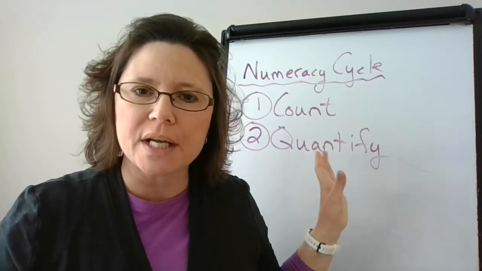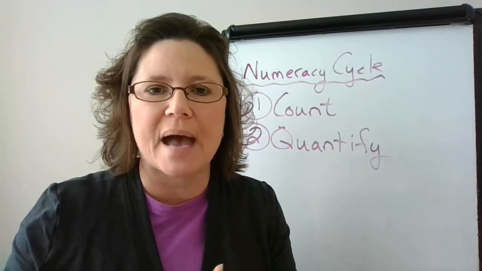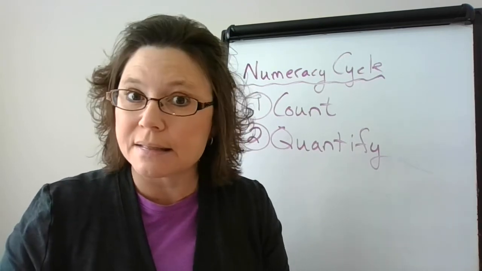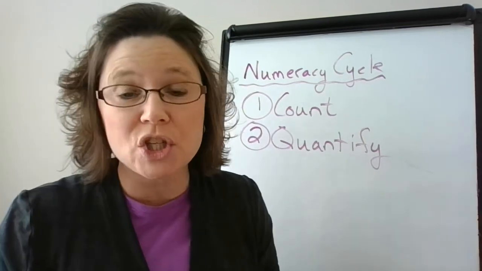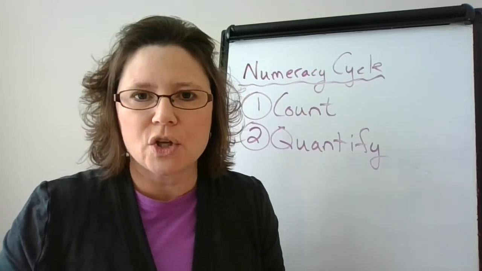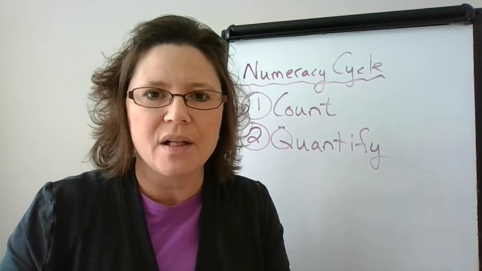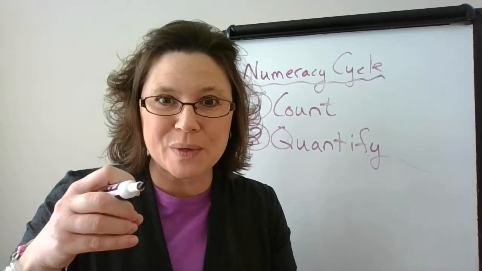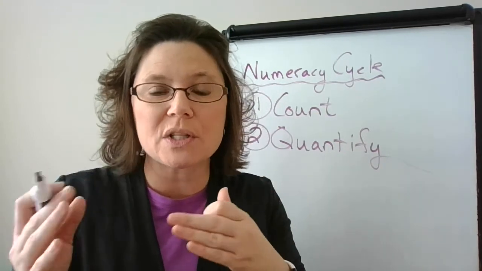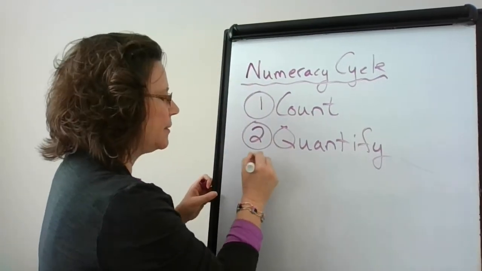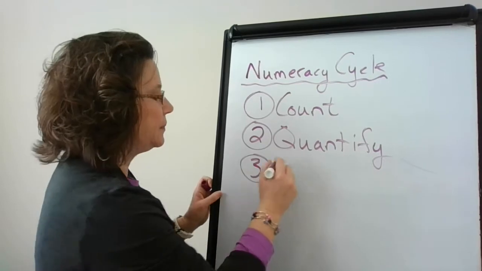So once kids start to understand the value and the magnitude of numbers, then we can move to this next stage of the numeracy cycle, which is compare. So I really know this one number really well. So now I can add another number to it and start to compare these two numbers. Which one is larger? Which one is smaller? And that is the third step in the numeracy cycle. Compare.